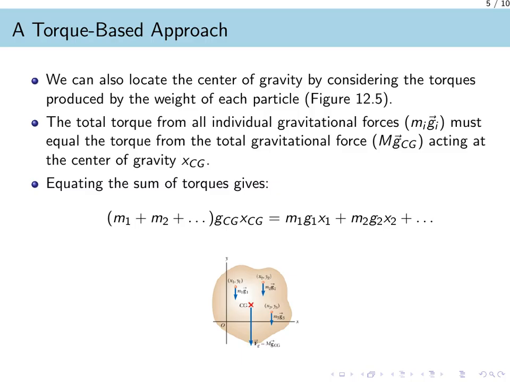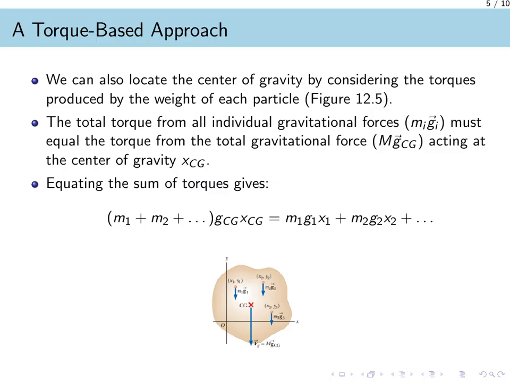We can also locate the center of gravity by analyzing the torques produced by gravity. Imagine an object is made of many individual particles. The weight of each particle, which is its mass, m_i, times the local gravitational acceleration, g_i, creates a torque about the origin. The total torque on the object is simply the sum of all these individual torques.